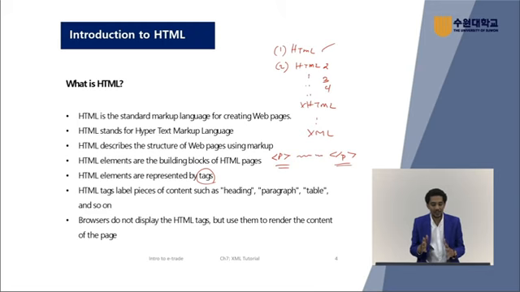The difference is in HTML we use predefined tags, which are about 89 tags which are predefined, but in XML we can define our own tags. So that is one of the major differences between HTML and XML. And the other thing is HTML tags label pieces of content such as heading, paragraph, tables, and so on. And browsers do not display HTML tags.